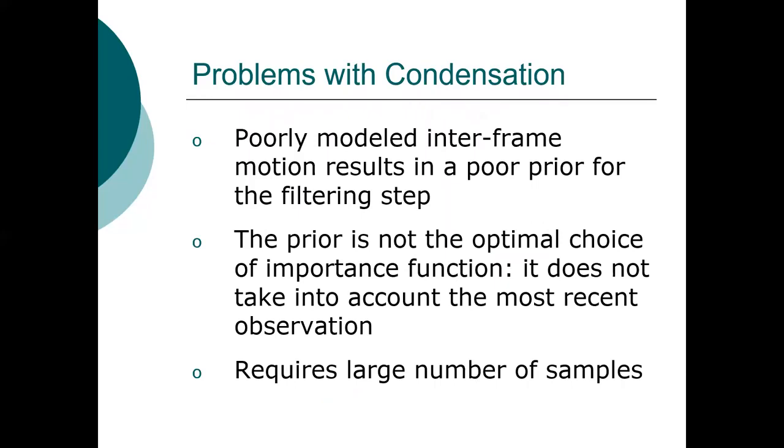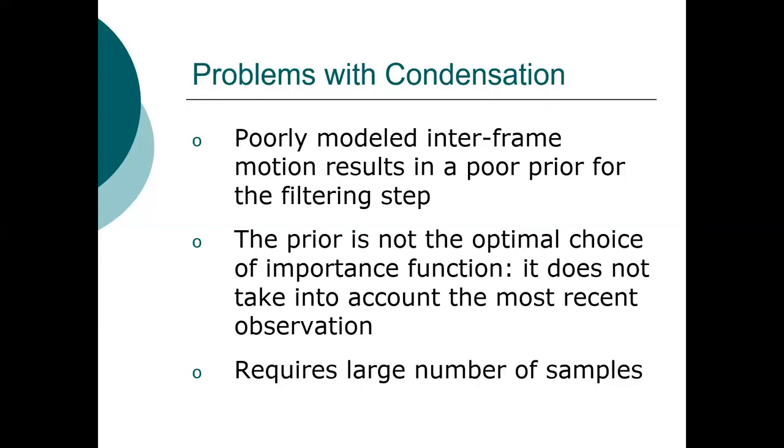The well-known one is condensation, which was introduced by Blake and Isard. Condensation, or the particle filter in its canonical form, has a problem when the inter-frame motion is poorly modeled, and when the prior is not an optimal choice for the importance function. So it does not take into consideration the recent observation. Always the recent observation coming from the frame at time t should be taken into consideration for finding the person in frame t+1.